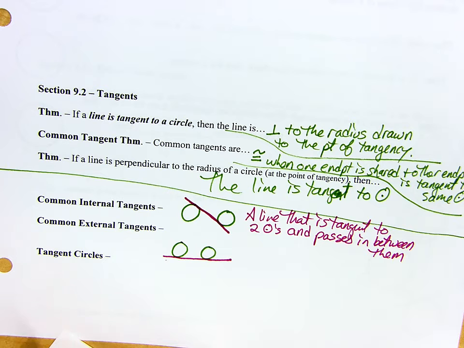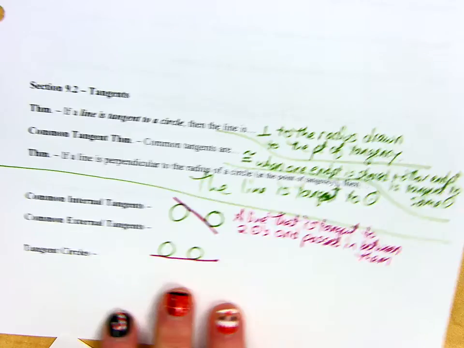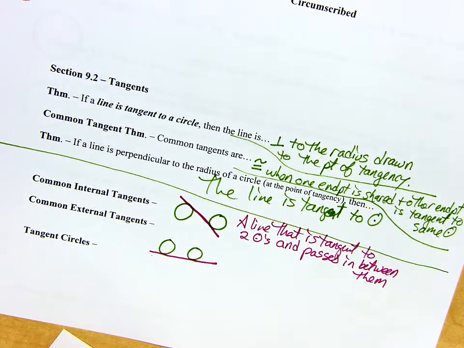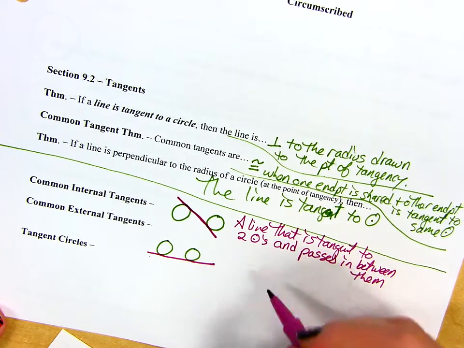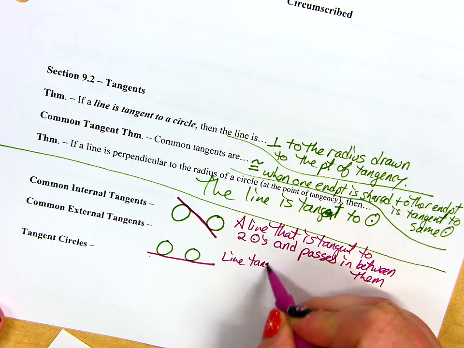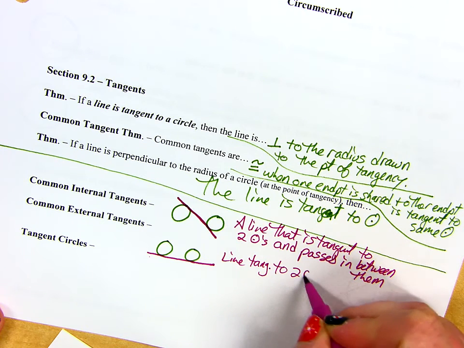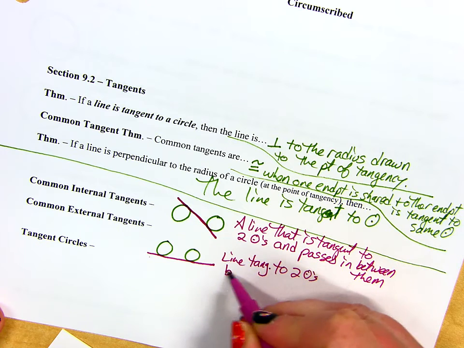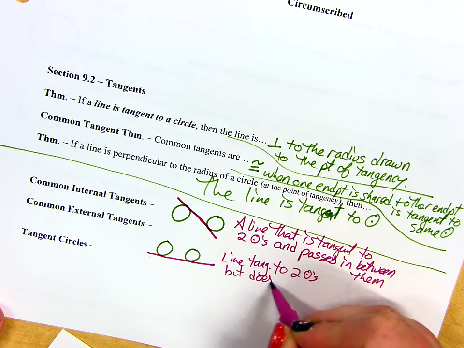The common internal tangent, I guess I never really noticed this, but it's really just a percent sign, isn't it? Just sort of flopped over. There you go. So, in words, common external tangent: line tangent to two circles, but does not pass between them.